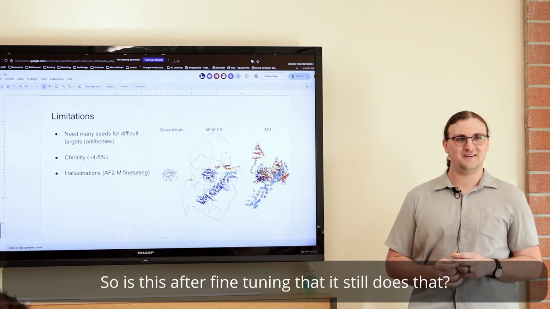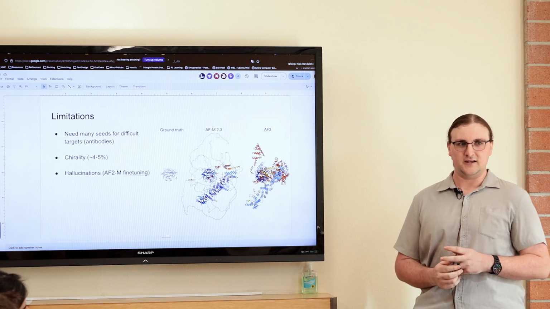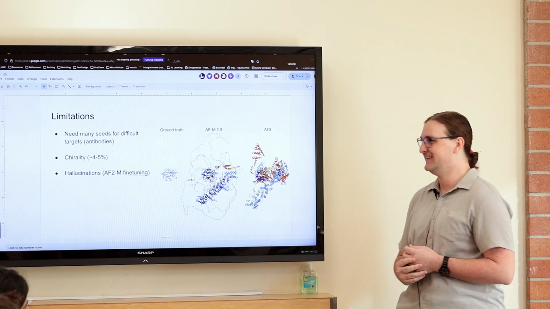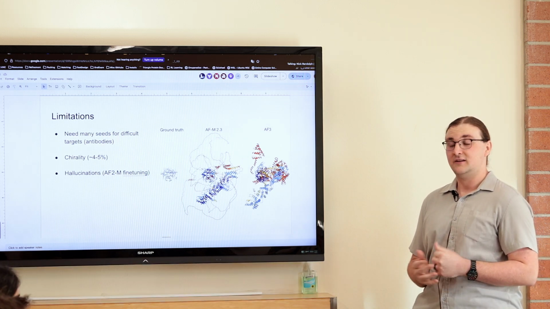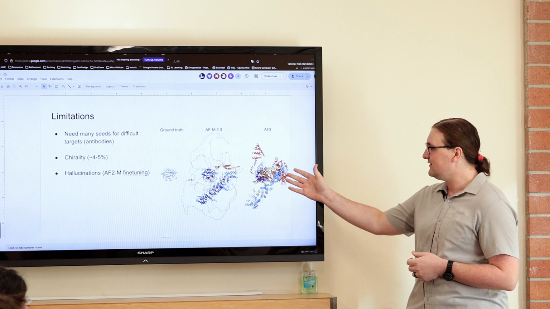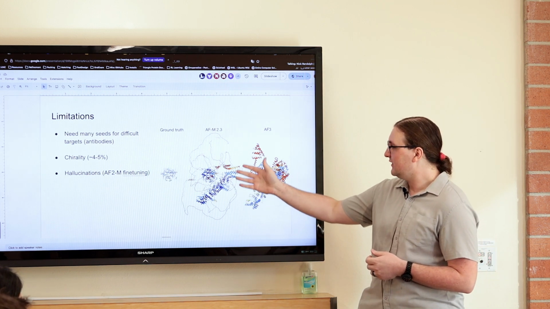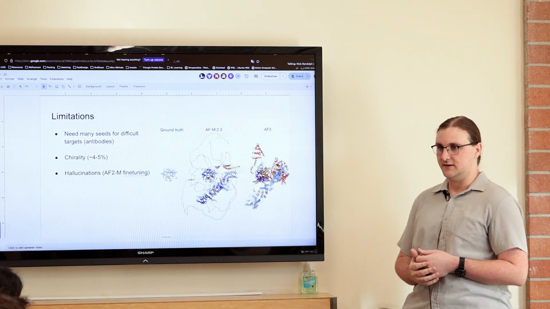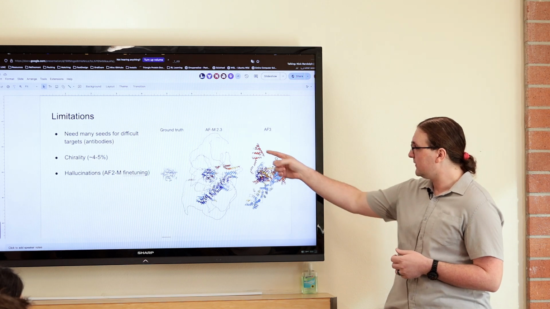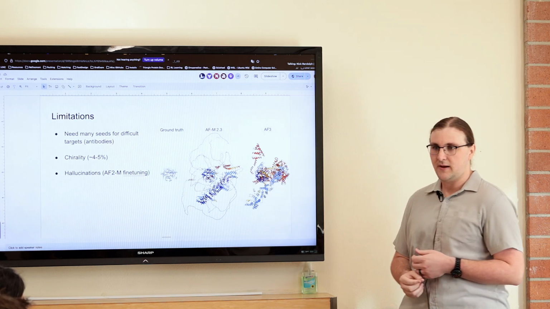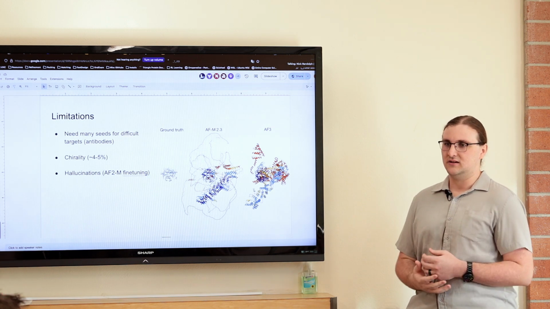So is this after fine-tuning that it still does that? Occasionally it still will, but it is much better at producing spaghetti. Wait, so you actually wanted to produce spaghetti? That's not to be serious? Yeah, I mean, if you just take a look at this, you get a very wrong idea of what the structure of the protein looks like. However, for this, it's a lot more obvious that it's uncomfortable with these long regions that it has no idea what the structure is. AlphaFold3 is still not happy with it, because it's very confident about it, but the output is very misleading.